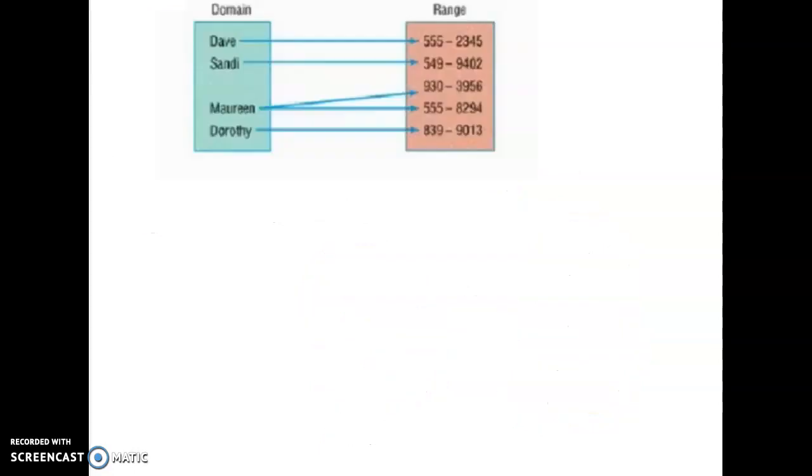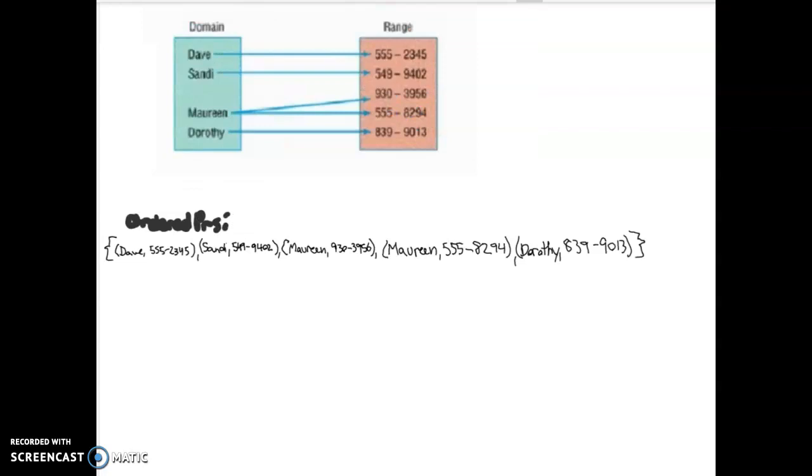Let's look at some examples. First, we have a map with the domain has names, Dave, Sandy, Maureen, and Dorothy, and the range has phone numbers. I can list that map instead as a set of ordered pairs. Let's do that. Looking at the set of ordered pairs, you can see that Dave has 1 phone number, Sandy has 1 phone number, but Maureen has 2 different phone numbers. Dorothy has one phone number.